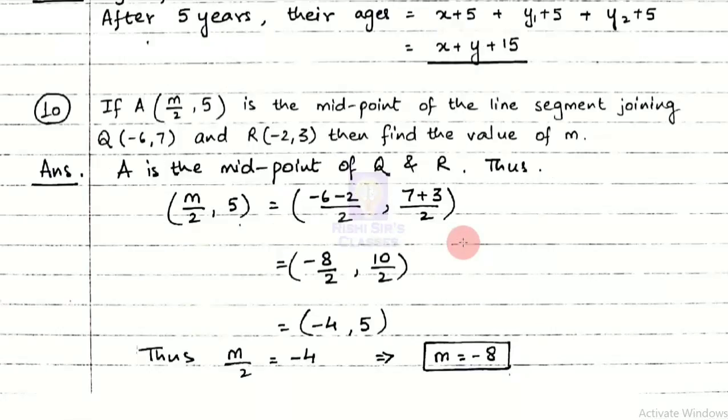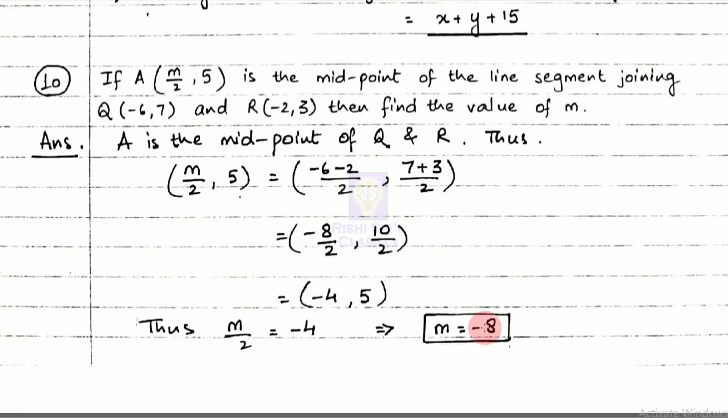Question number 10. If m upon 2 comma 5 is the midpoint of the line segment joining minus 6 comma 7 and minus 2 comma 3, then find the value of m. We are given the midpoint, so we can simply apply the midpoint concept, that is x1 plus x2 upon 2 and y1 plus y2 upon 2. Solving it this way, we find the value of m, that is minus 8.